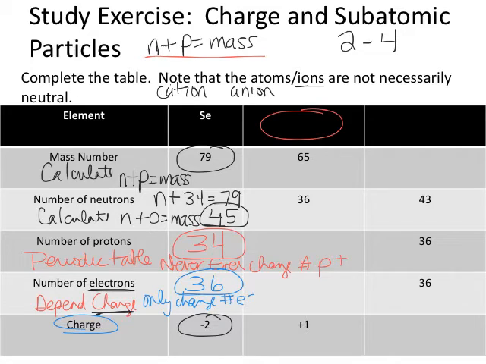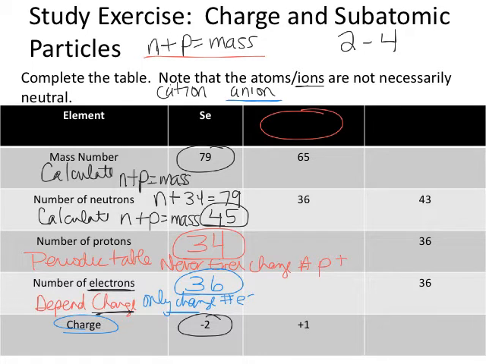The only thing you can change is the electrons. So if you add 2 more electrons, then you have a -2 charge for your atom. And that would be an anion, because it'd be negatively charged. Okay, let's go to the next column.